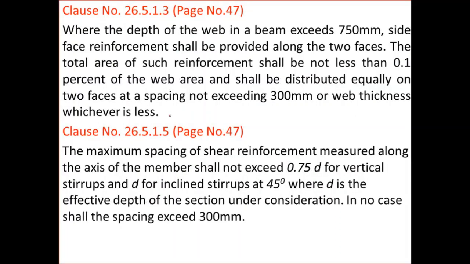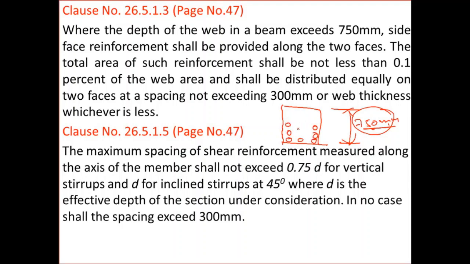Then the next clause is related to the side face reinforcement. Okay, the next clause is related to the side face reinforcement. So what is this clause? Suppose the depth of the web exceeds 750 mm, then at the sides you have to provide the reinforcement like this. Okay, at the sides you have to provide the reinforcement like this.